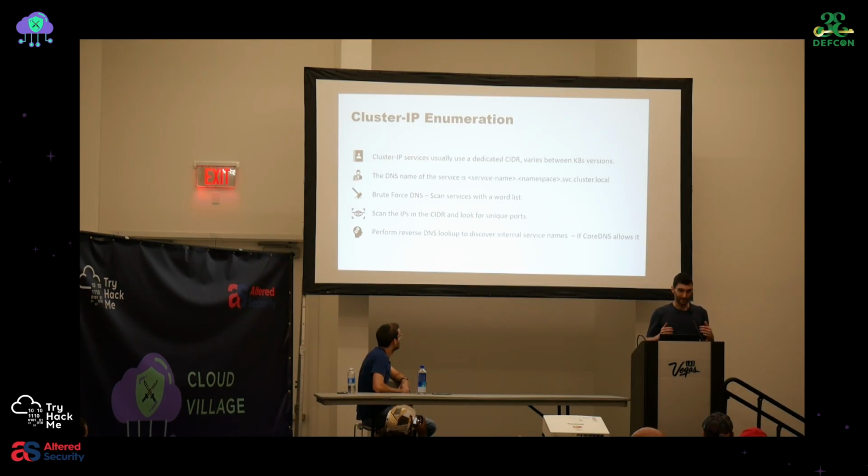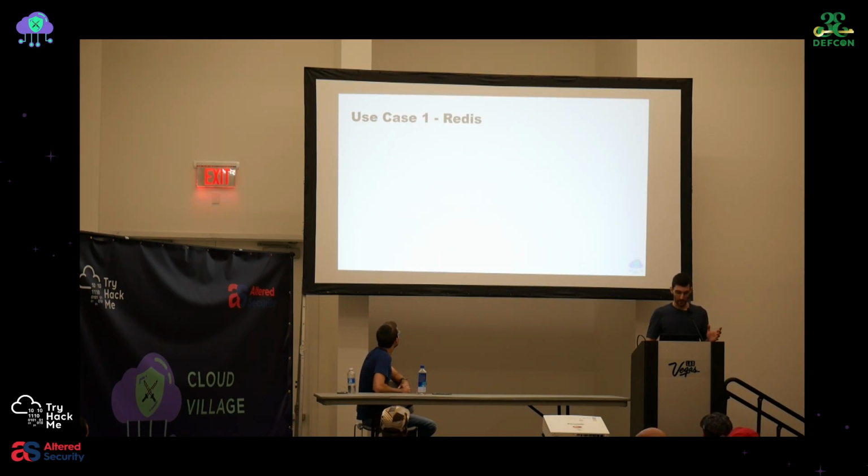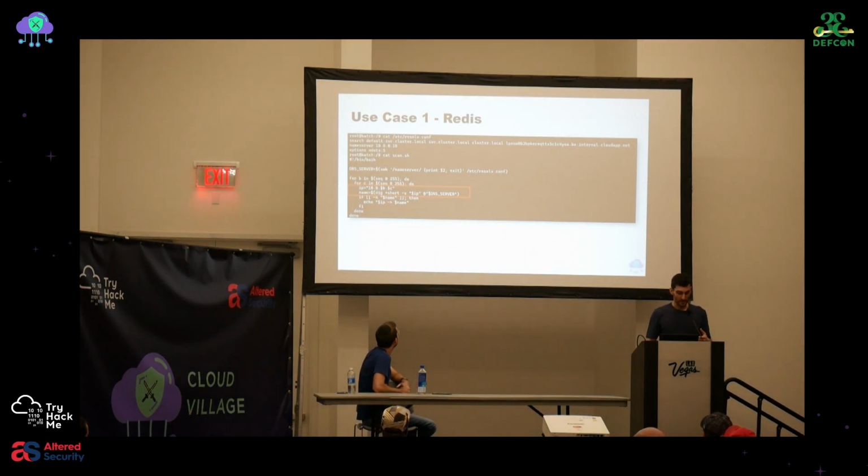And the final thing that you can do, which is very powerful, you can perform reverse DNS lookup to discover internal service names. And this will work if CoreDNS allows it, and it does allow it on AKS and EKS. So let me just show you how it works. So assuming I breached a pod in a cluster, I wrote a script that does reverse DNS scanning to all of the IPs in the cluster.